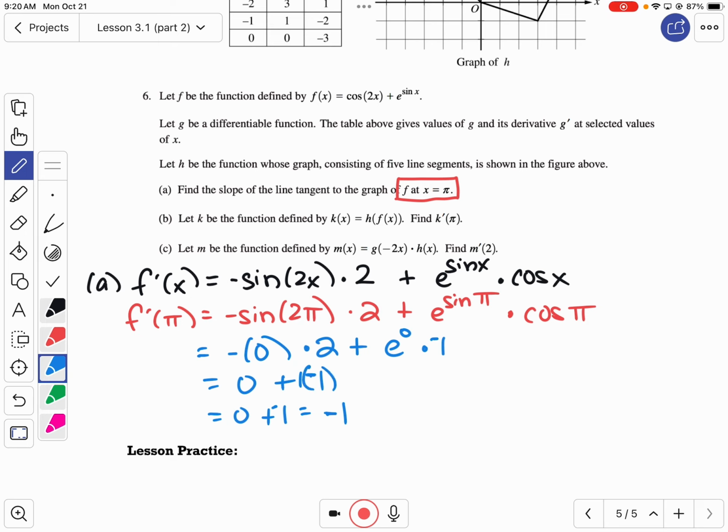All right, how'd you do? Cosine pi is -1. And e to the 0 is 1. That's a common mistake people make. They'll throw a 0 right there. Because we're so excited to see a 0, we just say 0. Okay, so it should be a -1. That was worth 2 points. So just getting that right was worth 2 points.